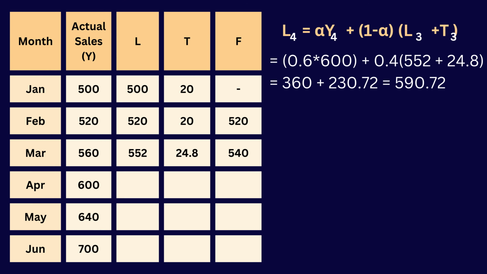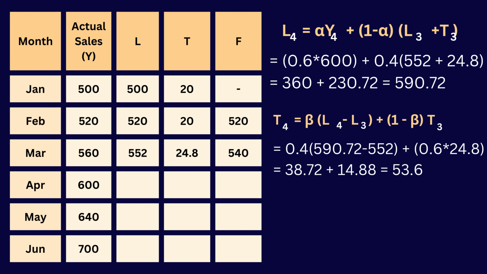L4 equal alpha y4 plus 1 minus alpha times L3 plus T3. So 0.6 times 600 plus 0.4 times 552 plus 24.8 equal 360 plus 230.72 equal 590.72. So L4 equal 590.72.